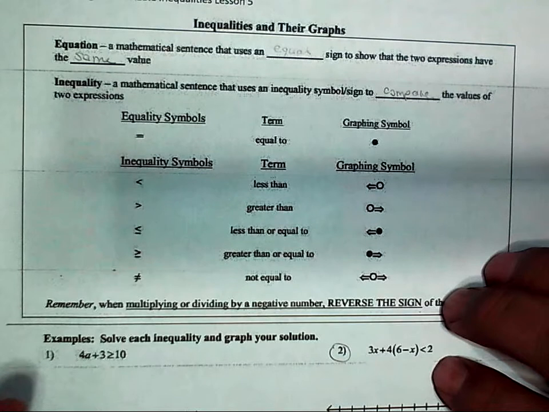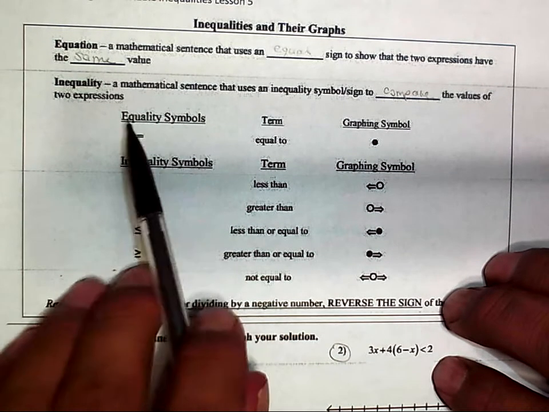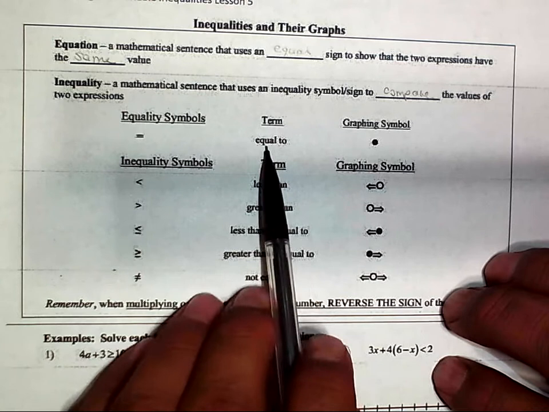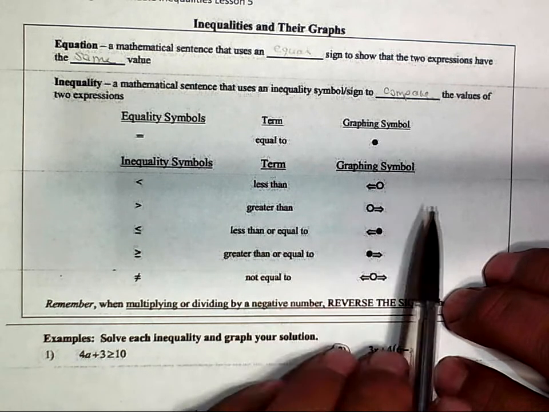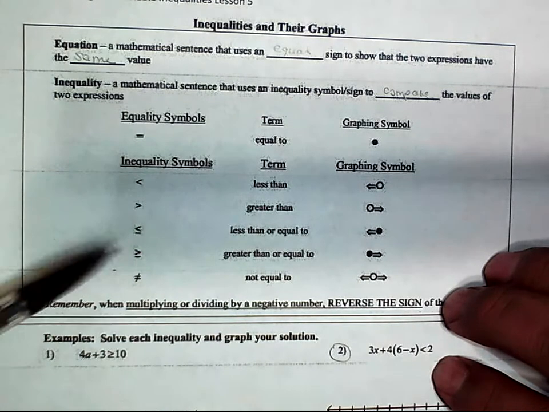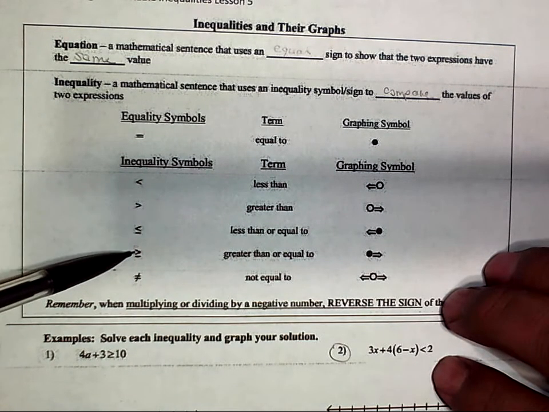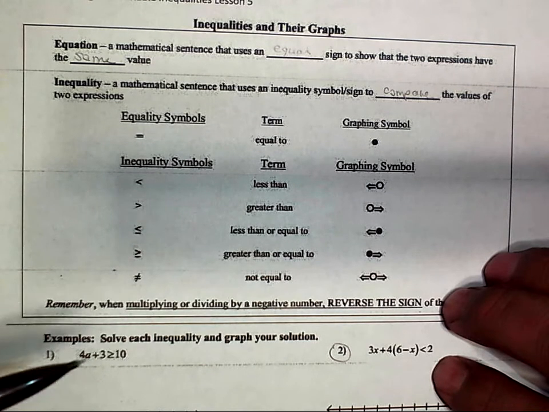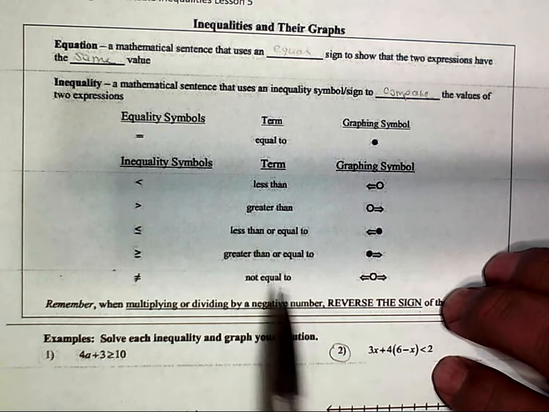Some of the inequality symbols: like the equality symbol, equal to, and when you're graphing, you will do a solid circle when it's equal. The inequality symbols are less than, greater than, less than or equal to, greater than or equal to, or not equal to. This is in words, less than, greater than, and so forth.